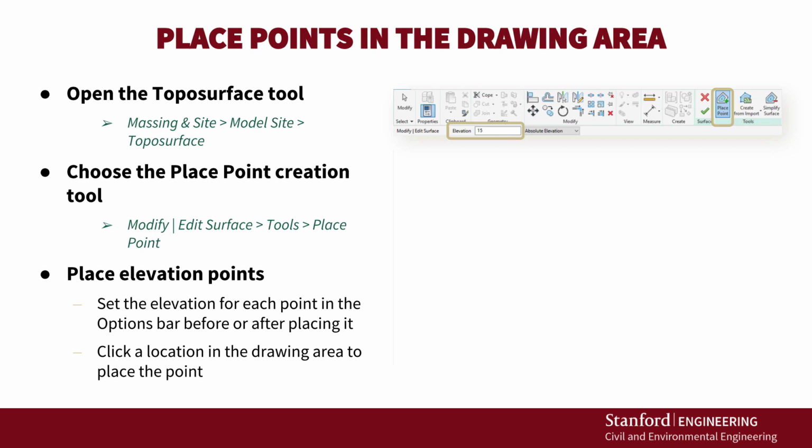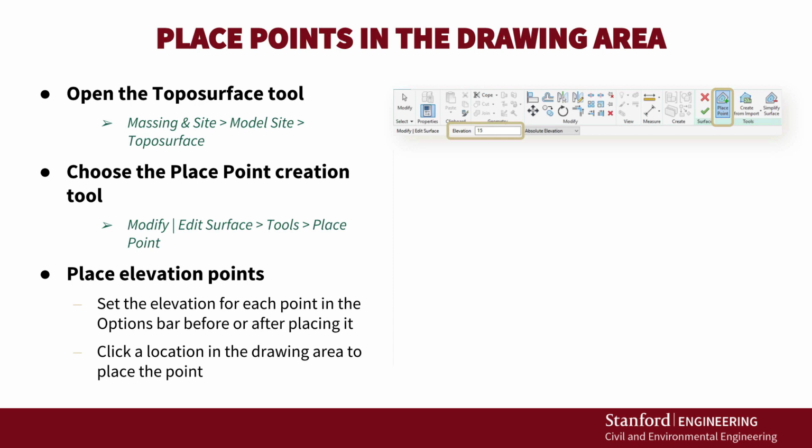Now we're ready to start placing points in the drawing area, if that's the method we want to use. To do that, open the Topo Surface tool. You'll find it under the Massing and Site tab in the Model Site section. Choose the Topo Surface tool, and then within that tool, you'll see you have options for how you want to create the topo surface. We're going to choose the Place Point creation tool, which is under the Modify Edit Surface tab. In the Tools section, you'll find the Place Point tool there, as illustrated in the diagram on the right.